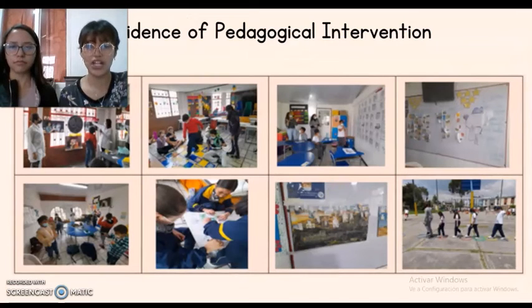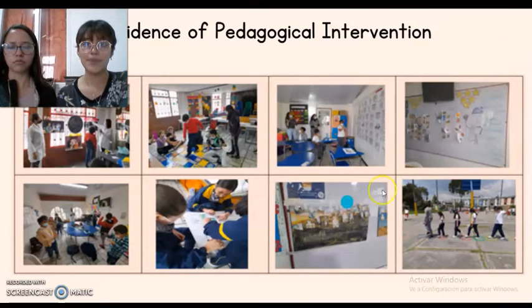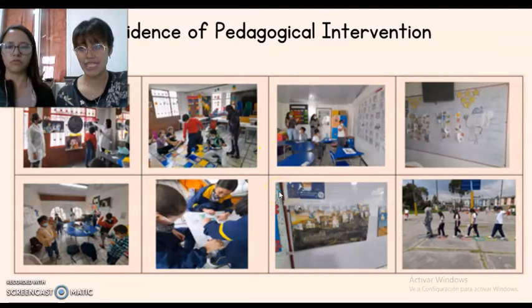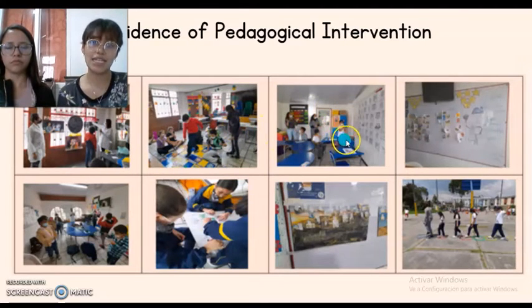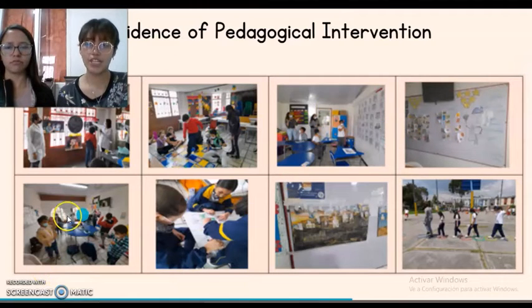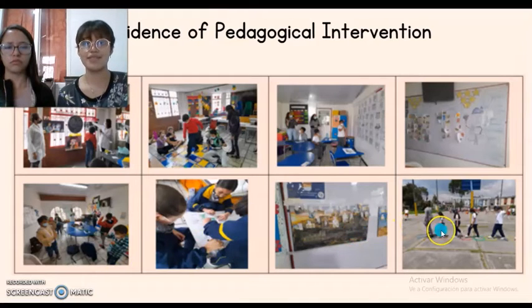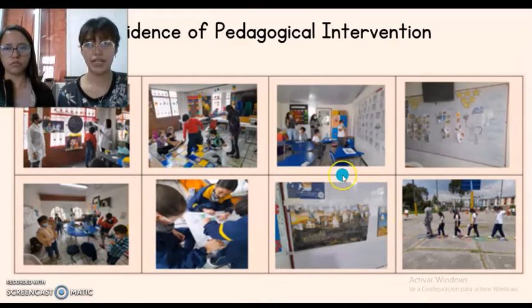Evidence of our pedagogical intervention. We made 8 activities per course. We took some pictures so you can see them. 8 activities because we chose 8 intelligences. So for example, here we were in the arts class, here in the maths class, in the English one, and the Spanish, ethics, biology, social science, and physical education.